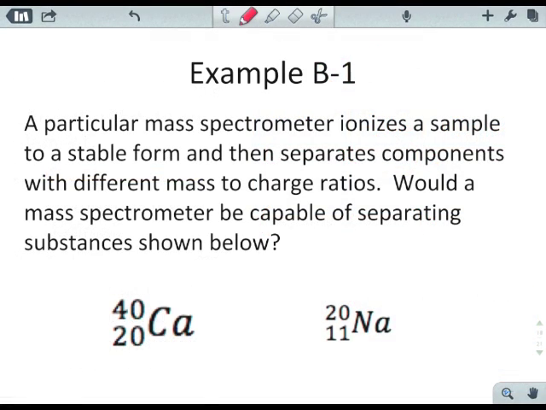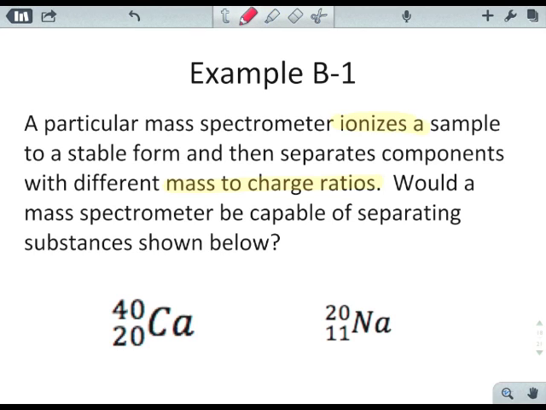Now, example B1. It says a particular mass spectrometer ionizes a sample to a stable form and then separates the components with different mass to charge ratios. Would a mass spectrometer be able to separate the substances shown below? And we see we have calcium 40 and sodium 20. The one thing we have to look at, in this kind of two-part question, is that it separates the components with different mass to charge ratio. So we're looking at mass divided by charge. And we have to see that it ionizes.